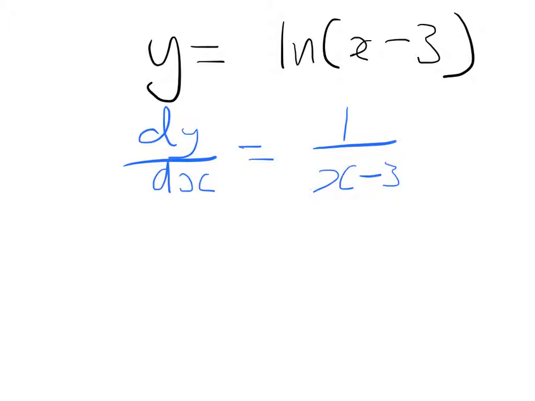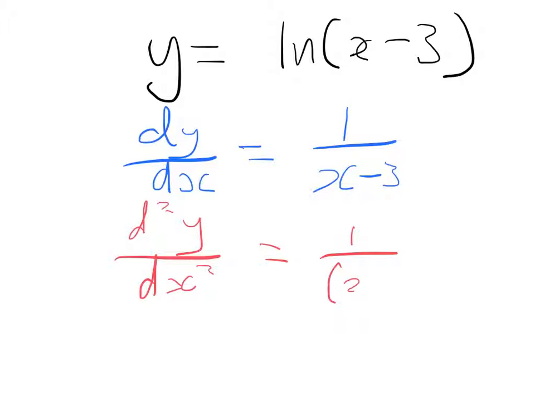The second derivative here, we have a square on the first d and on the x, the second number at the bottom. We can worry about why that is later, but this is just the way it's written. Right, we get d squared y over dx squared. And for this one, we'll have to use the chain rule. So it's going to be negative 1 over x minus 3 squared. Let's just tidy that up.